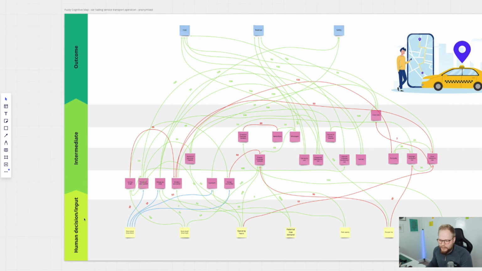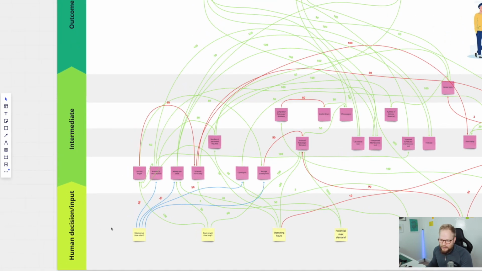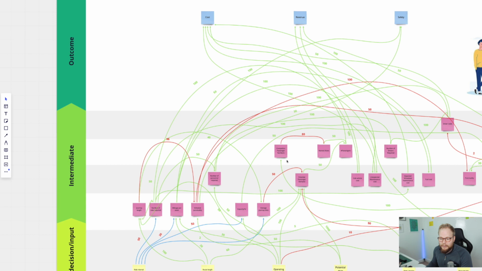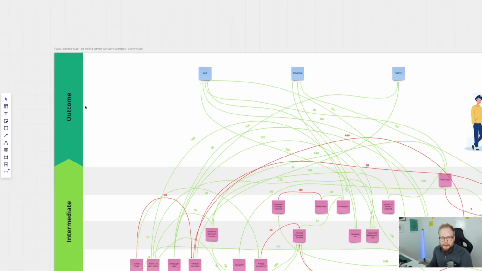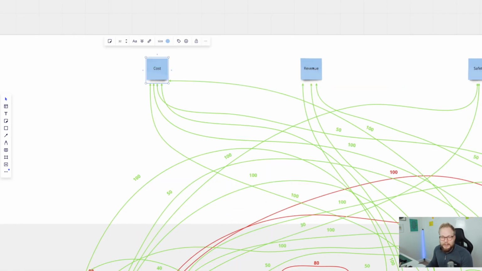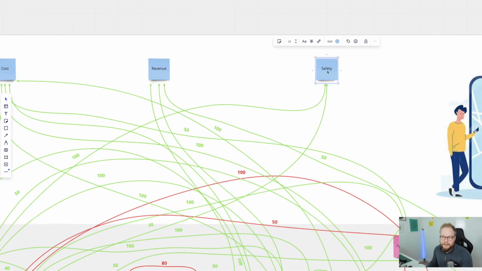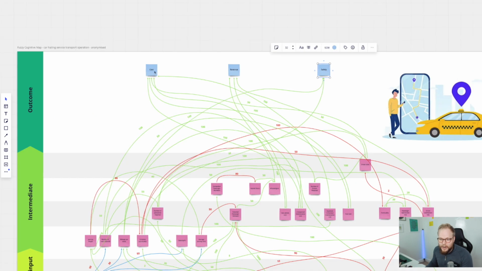And so you would have some level of human decisions down below where you could make key decisions every day, let's say as a transport manager. You would have some intermediate outcomes of what those decisions would result in. And you would have the final outcomes, which are basically the business outcomes, which could be expressed as the cost, revenues, and the safety, for example, if that's what you care about, like safety for passengers, safety for the drivers itself on a fleet.